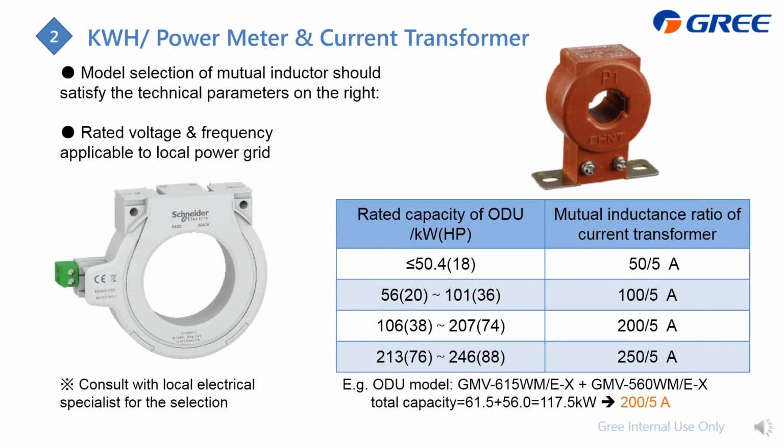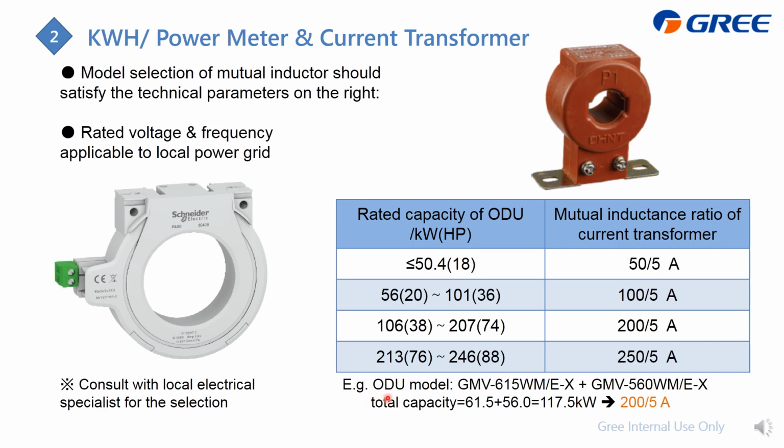Next is the current transformer. The appearance may be like this or this one. The purpose of it is just to transmit the current data to the power meter. The selection is according to the outdoor unit capacity, either in kilowatts or horsepower. Then you need to select the corresponding current transformer.